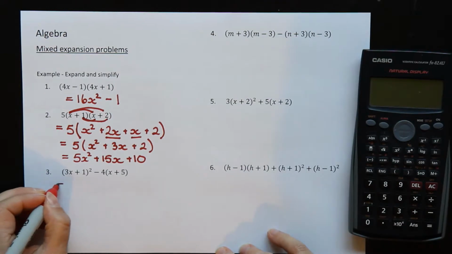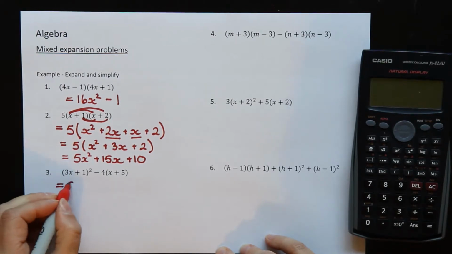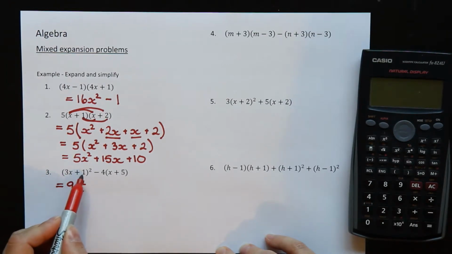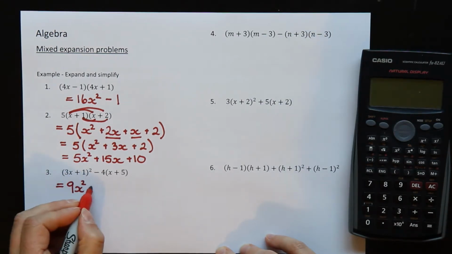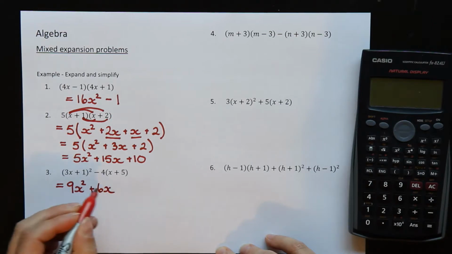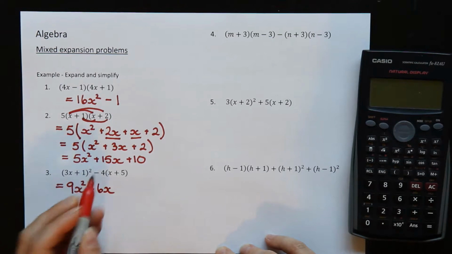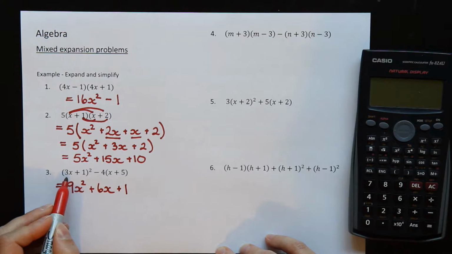Okay, so let's do our perfect square. With the perfect square, we need to times the first thing by itself. 3x times 3x is 9x squared. Then we have the middle terms that we need to double. So I do 1 times 3x, which is 3x, and double that is 6x. And then I do the last thing in the bracket times by itself. 1 times 1 is 1. Okay, that's the perfect square expansion that we learnt a few lessons ago.